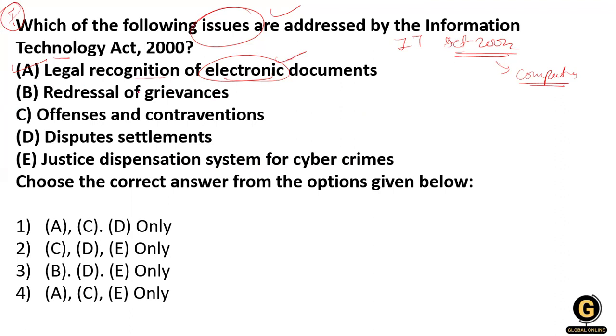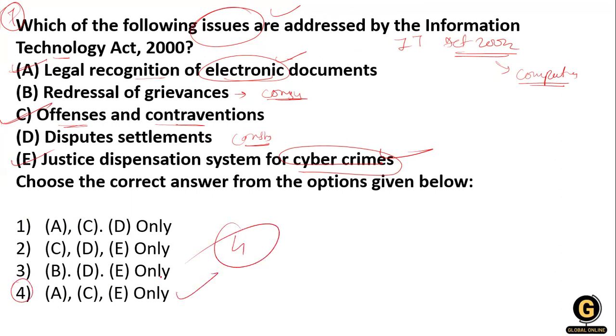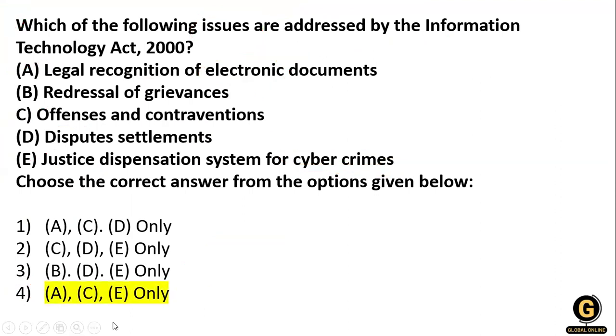Then the redressal of grievances comes under the Consumer Act. Offense and contravention is the IT Act, related to IT. Dispute settlement is also consumer. And after that, the justice dispensation system for the cyber crime also comes under the issues of the IT Act. So the fourth one is the right answer. Clear? Yes, the fourth one.